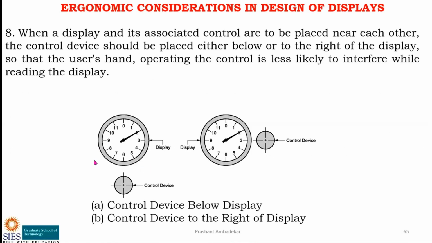Then the control device below the display, you can see the device which is below the display, and here you can see the control device to the right of the display. What it says is, when a display and its associated control device are placed near each other, the control device should be placed either below or to the right. Okay, this control device should not be placed here.